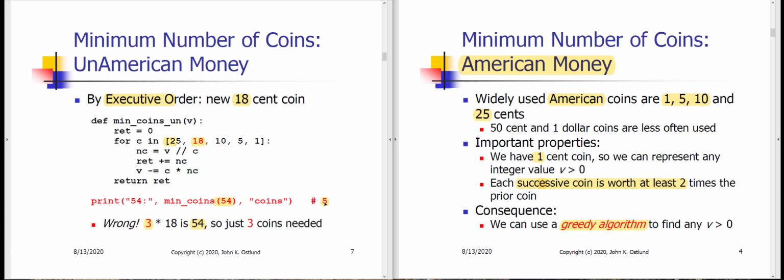2 quarters. I think there should be a 6. Anyway, you get the idea here. Because the decline in the coin values is not by at least a factor of 2, our greedy algorithm gets messed up.